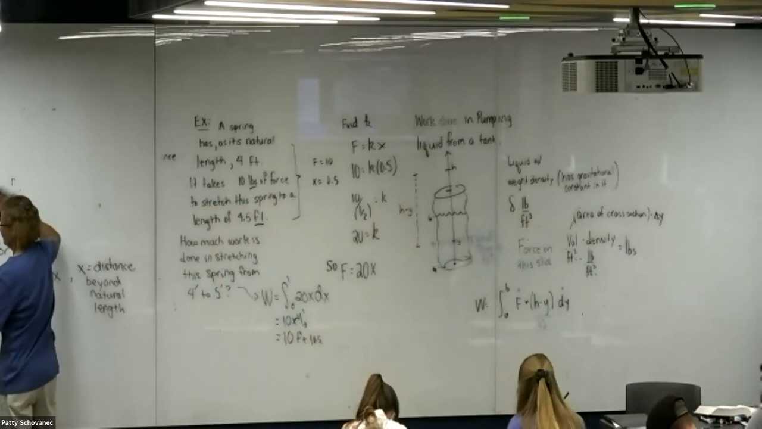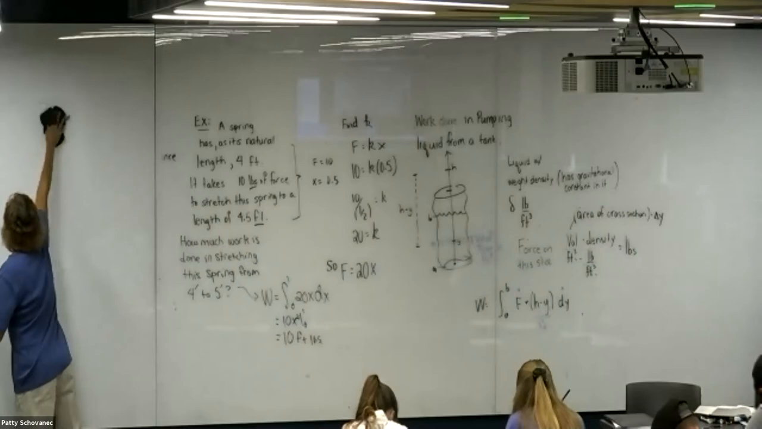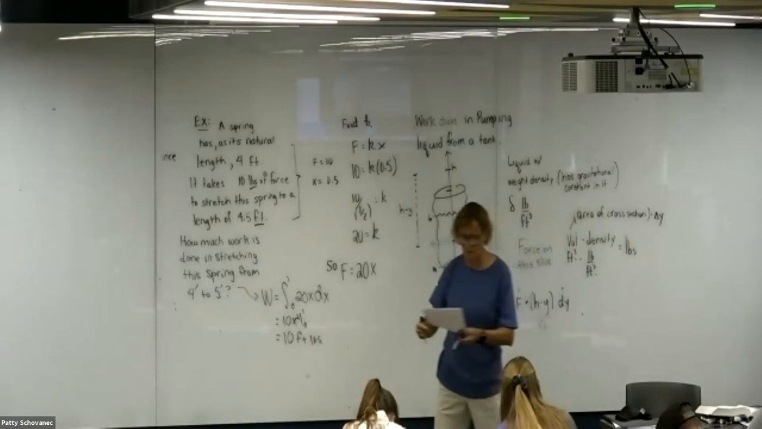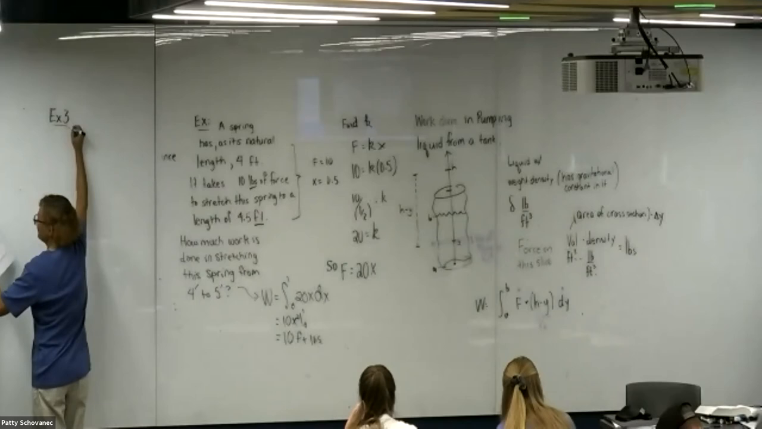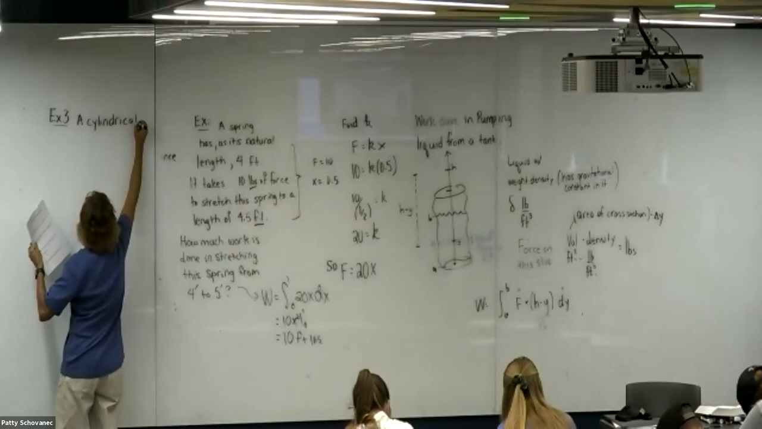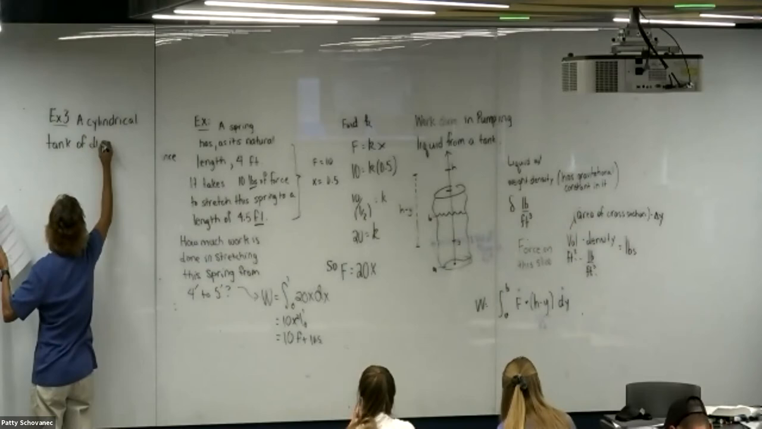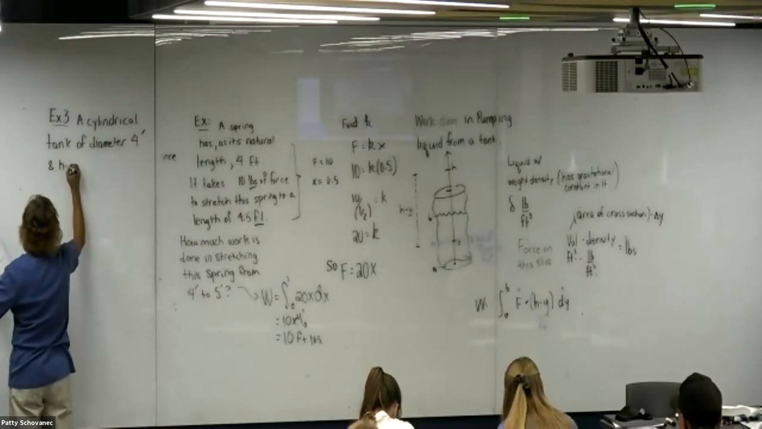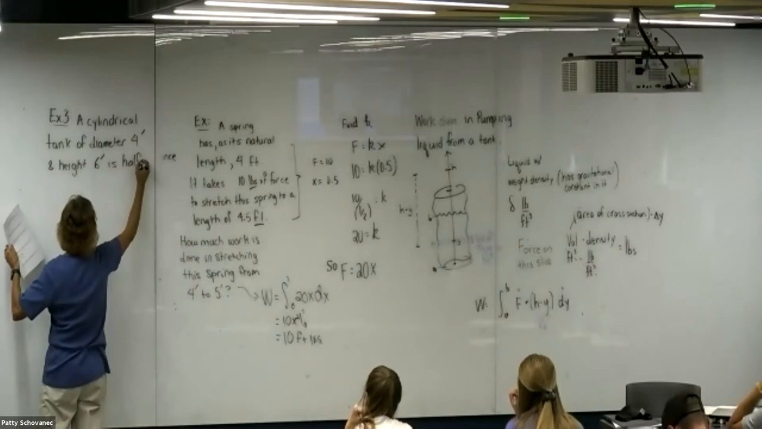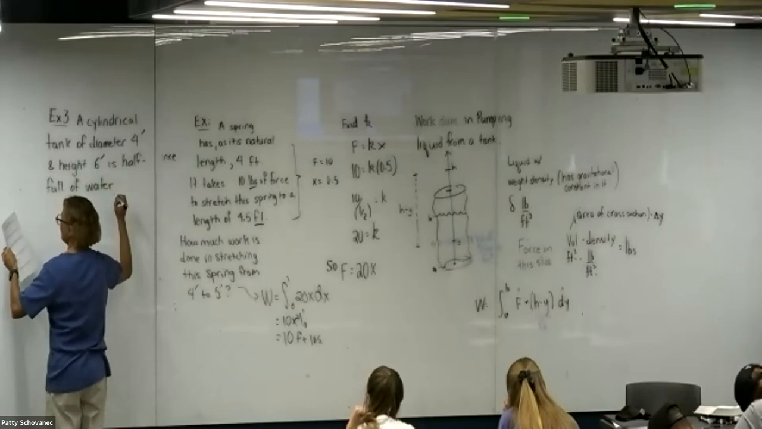It's full of water, and the weight of water is going to be 62.4 pounds per cubic feet. On my list, it's listed as example 3. A cylindrical tank of diameter 4 feet and height of 6 feet. Oh, it's half full of water, weighing 62.4 pounds per cubic feet.